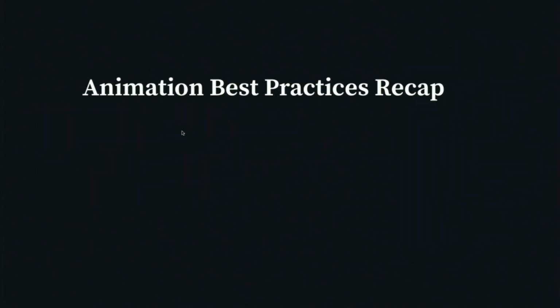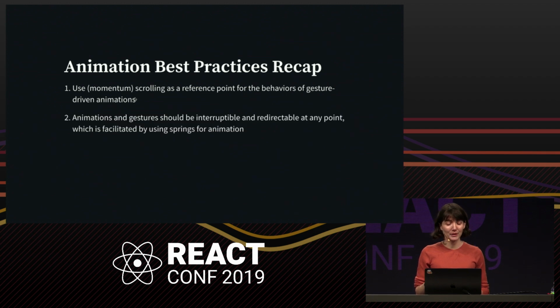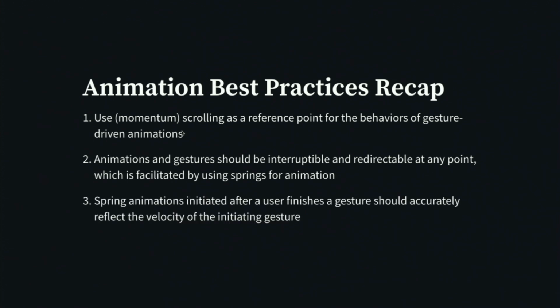All right, so that was the animation best practices part. What did we learn? We learned to look at momentum scrolling as a reference point for the behaviors of our animations. We learned that our animations should be interruptible and redirectable at any point, which is facilitated by using springs. And finally, we learned that spring animations initiated after a user finishes a gesture must accurately reflect the velocity of the initiating gesture. So now let's look at browsers.